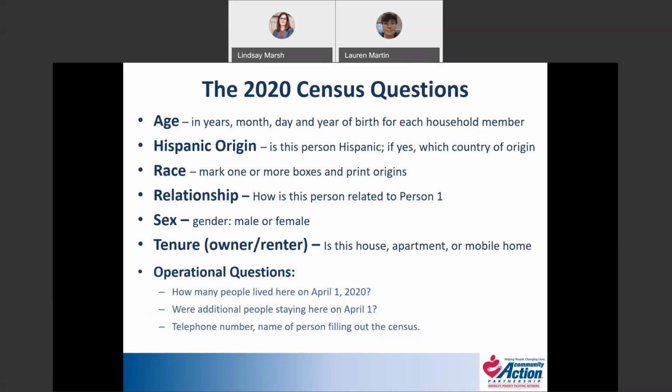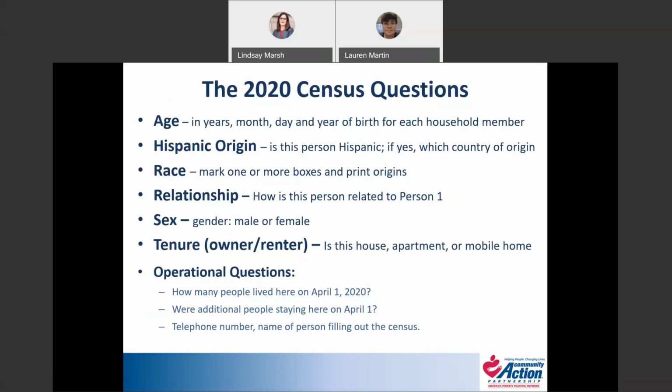Relationship is the next question. They want to know how each of the people in the household are interrelated. So they use person one as the touchstone, and each person is asked how they're related to that person. Gender, male or female, is asked, and then they ask if you own or rent this house, apartment, or mobile home. So they want to know what kind of a domicile you live in, and if you're an owner or a renter. That's it as far as demographic questions are concerned.